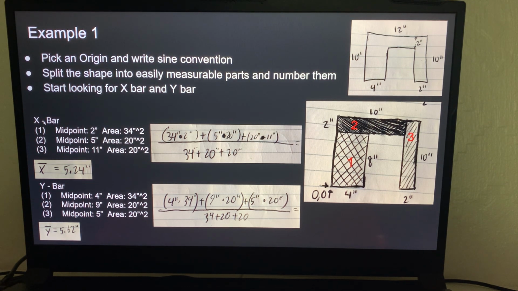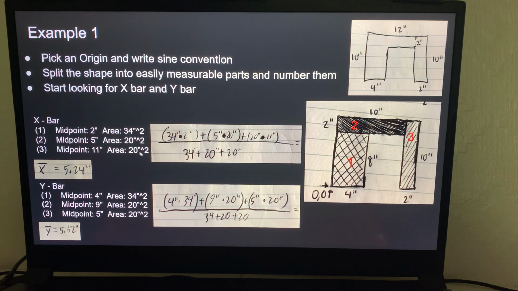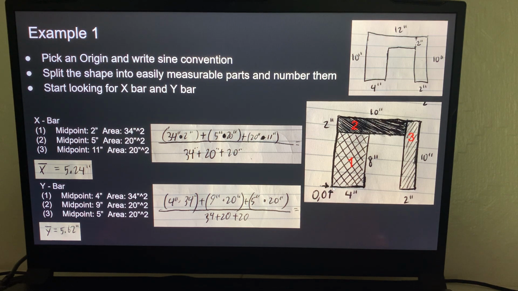So for X bar, you could start with Y bar, but I started with X bar, it doesn't really matter. We need to find the area of each of these shapes. So 4 by 8 is 34, 2 by 10 is 20, and 2 by 10 is also 20. The midpoint of our first shape in relation to the x-axis is 2 inches. And that is because our object is 4 inches wide and it starts at the origin. So that would mean half of that is 2 inches. We have the midpoint is 2 inches. Our second object, which starts on the y-axis, is 10 inches wide. So half of that would be 5 inches.